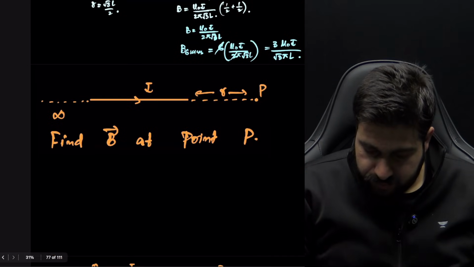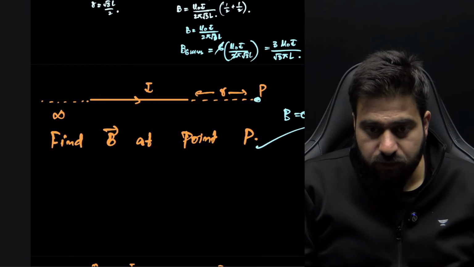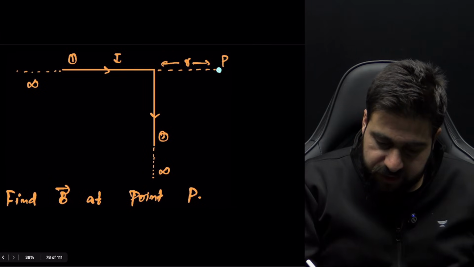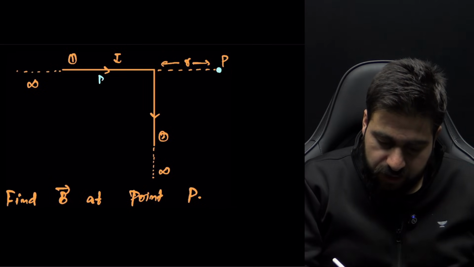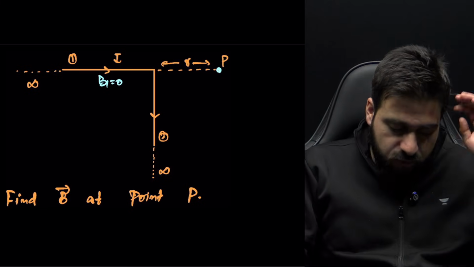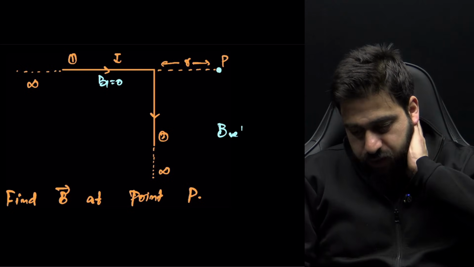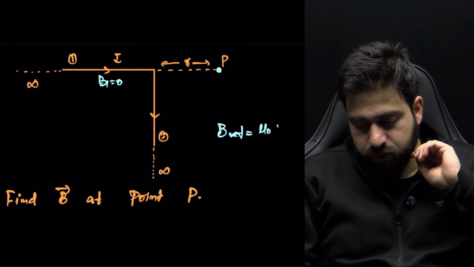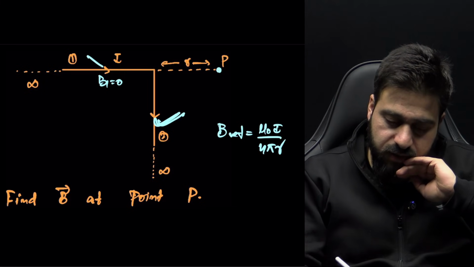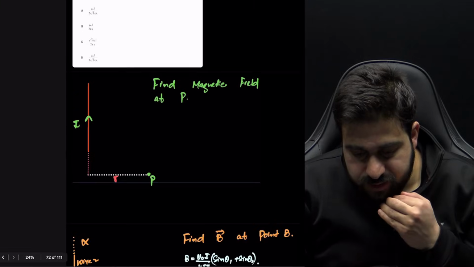Due to this wire, the magnetic field at point P is 0 because the point lies on the axis of the wire. Here you have got 2 wires. What is the magnetic field due to this wire at point P? The magnetic field due to this is 0. And this one is a semi-infinite wire. What is the magnetic field due to a semi-infinite wire? Mu naught I divided by 4 pi into R. Due to this, a field will be there. Due to this, there will be no field.